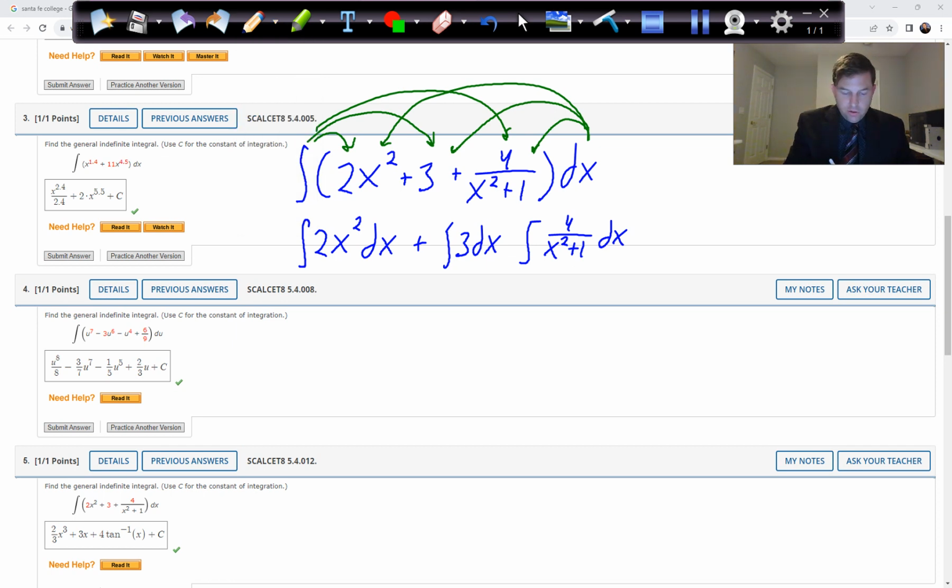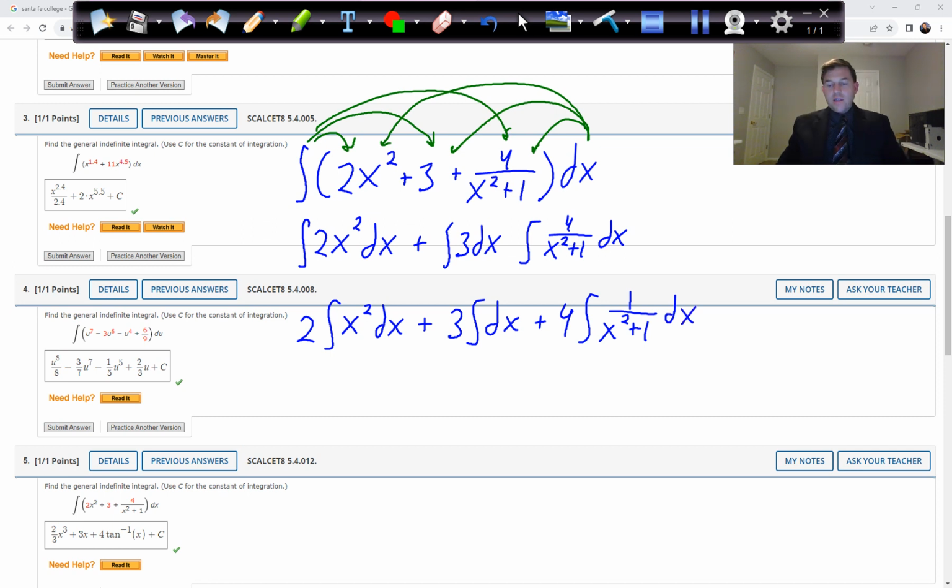We can also pull out constants. So this is really 2 integral x squared dx. This is really plus 3 integral dx. This is really 4 integral 1 over x squared plus 1 dx. And the whole reason I did that is to get at this one right here, because I wanted us to recognize that we just saw that antiderivative. And I wrote it on the side of the page, and I said, oh, this one is arctangent of x. So we know this one is 4 times, in fact there's a 4 in that one too, arctangent of x. So that one's done.